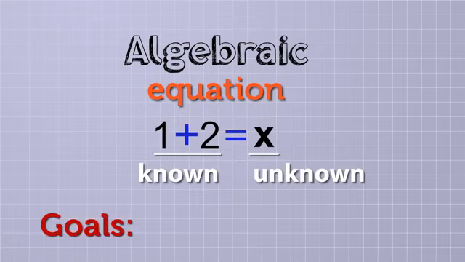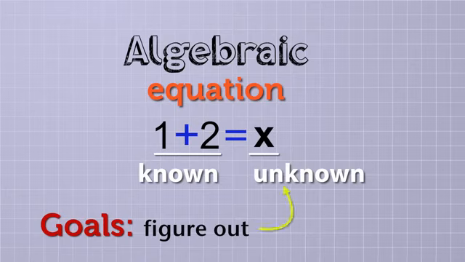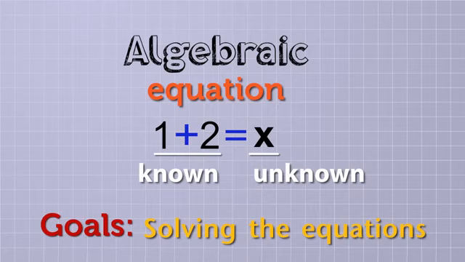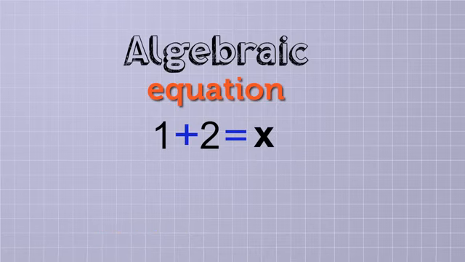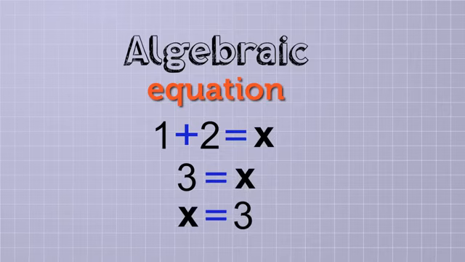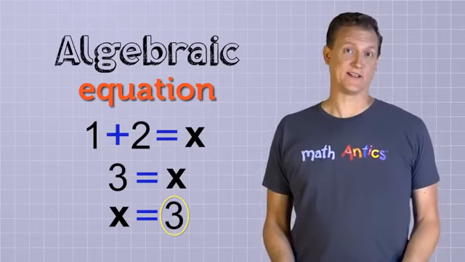One of the main goals in algebra is to figure out what the unknown values in equations are. And when you do that, it's called solving the equations. In this equation, it's pretty easy to see that the unknown value is just 3. All you have to do is actually add the 1 and 2 together on this side of the equation, and it turns into 3 equals x, which is the same as x equals 3. So now we know what x is. It's just 3. That almost seems too easy, doesn't it?